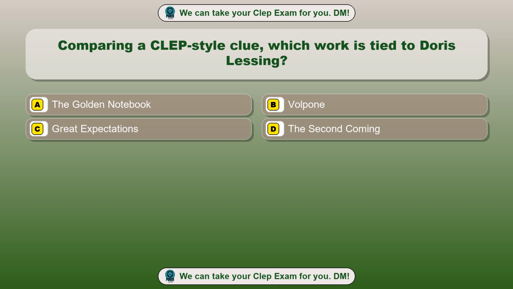Question 84. Comparing a CLEP-style clue, which work is tied to Doris Lessing? Option A. The Golden Notebook. Option B. Volpone. Option C. Great Expectations. Option D. The Second Coming. The correct answer is option A.